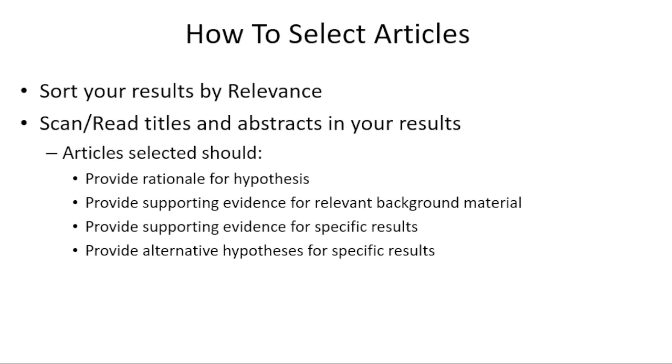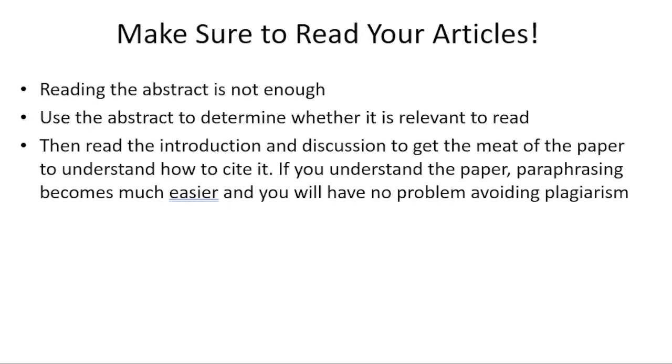So how to select articles. So sort your results by relevance. Scan or read the titles and abstracts in your results. And the article selected should provide rationale for hypothesis, provide supporting evidence for relevant background material, provide supporting evidence for specific results, and provide alternative hypothesis for specific results.